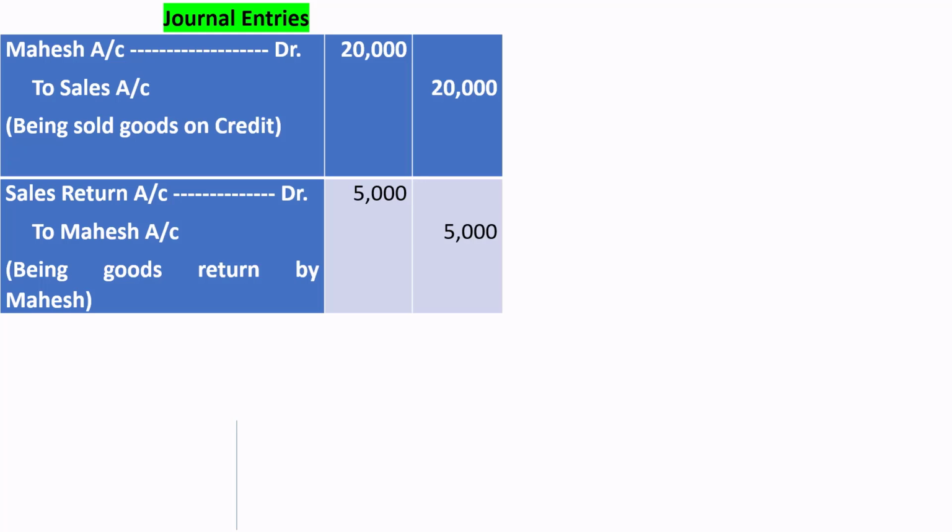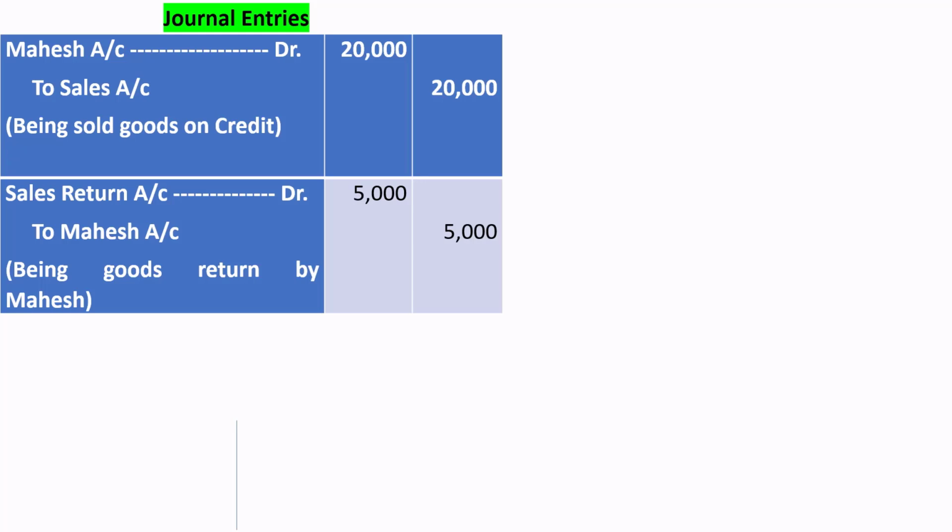Dear students, very first we will learn the meaning of the credit note. For that we will take one example. Suppose Mahesh is your debtor and you are selling goods to Mahesh. When the goods are sold to Mahesh, the journal entry is Mahesh account debit to sales account. In this transaction, Mahesh is your debtor. So you have sold goods to Mr. Mahesh.